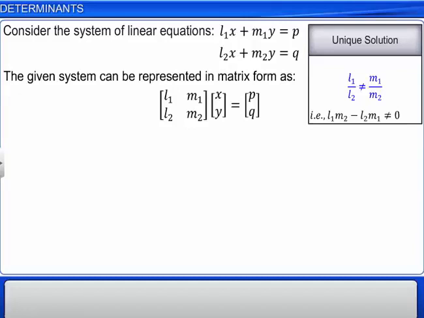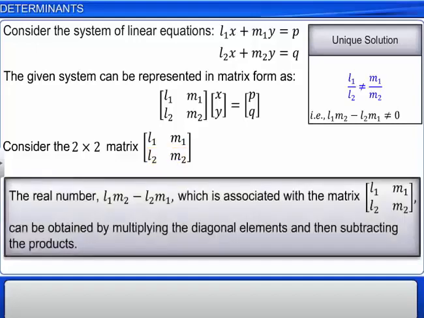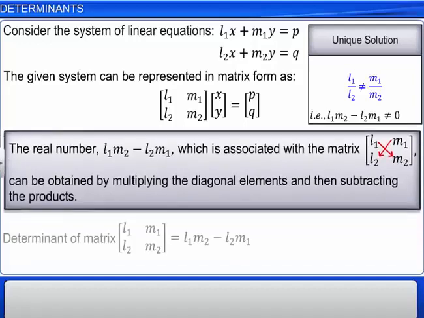Consider the 2 by 2 matrix with the elements L1 and M1 in the first row, and L2 and M2 in the second row. The real number L1 into M2 minus L2 into M1, which is associated with the matrix, can be obtained by multiplying the diagonal elements and then subtracting the products. This real number is known as the determinant of the 2 by 2 matrix.